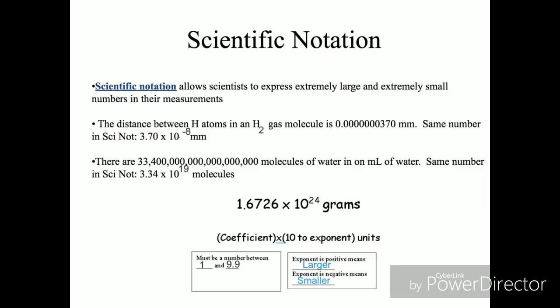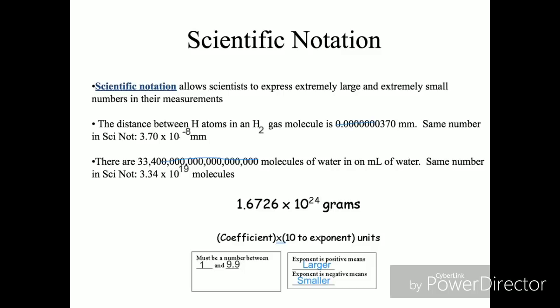For example, the distance between hydrogen molecules is very small, but this number can be represented so we can eliminate the insignificant zeros crossed out in blue and rewritten as 3.70 times 10 to the negative 8. While the number of water molecules in 1 milliliter is a very large number, again, we can rewrite this number by eliminating the insignificant zeros in scientific notation.